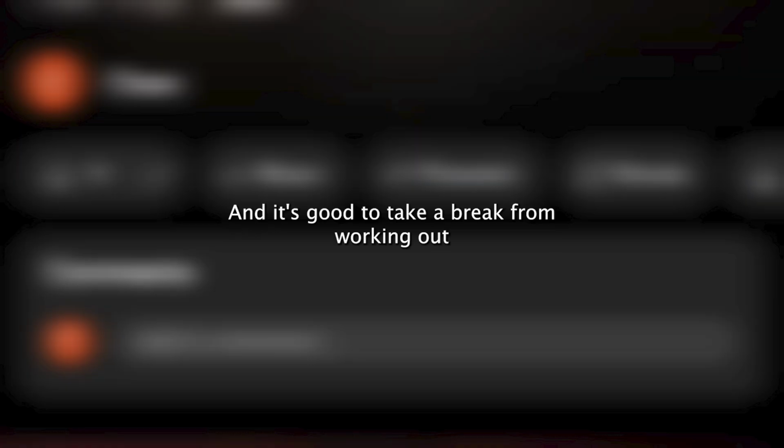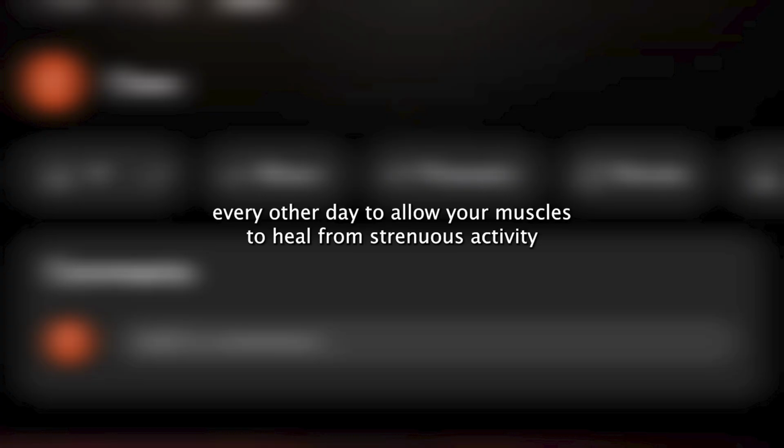And it's good to take a break from working out, like every other day, to allow your muscles to heal from the strenuous activity. It needs to heal. If you do the same exercise every day, you're not allowing your muscles to heal.